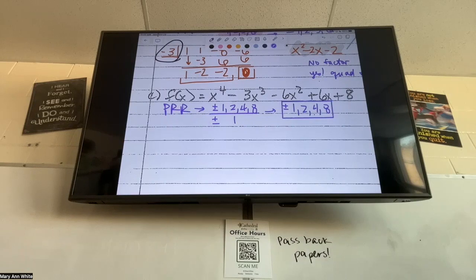My PRRs, one of these at least is a rational root. And this time I'm not gonna tell you what it is, so we're gonna start with +1. It's usually a shorter way that you just know by like, I don't know.